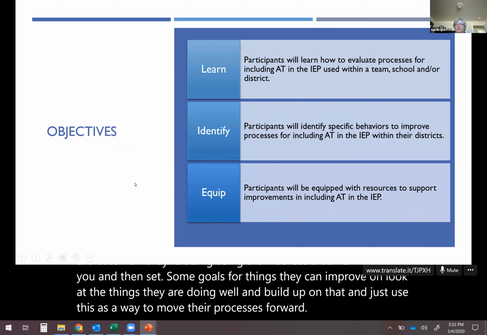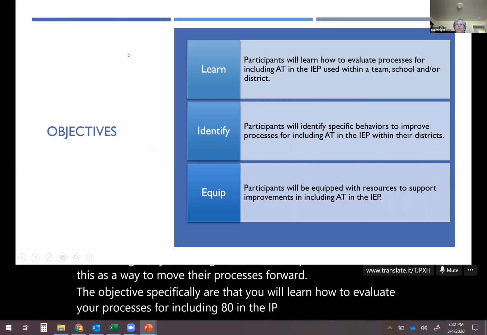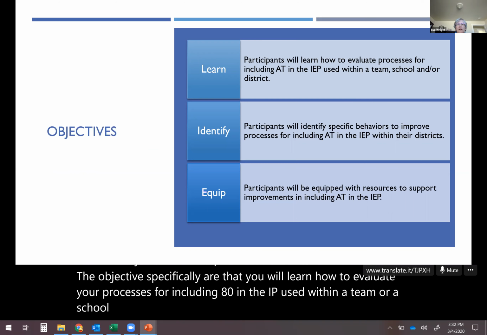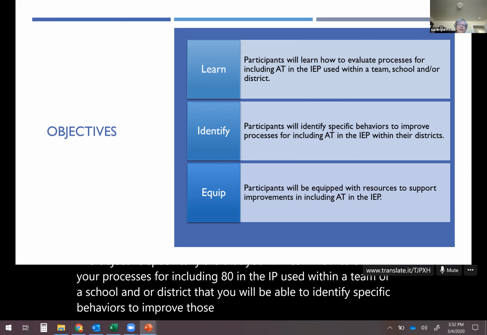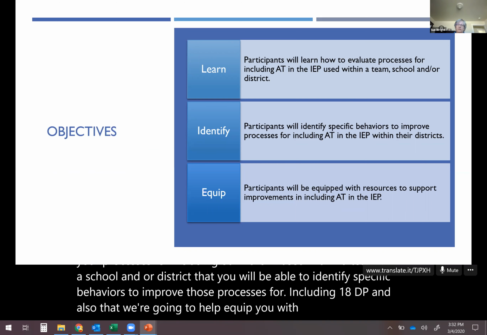The objectives specifically are that you will learn how to evaluate your processes for including AT in the IEP used within a team or a school and or a district, that you will be able to identify specific behaviors to improve those processes for including AT in the IEP, and also that we're going to help equip you with resources to support those improvements.